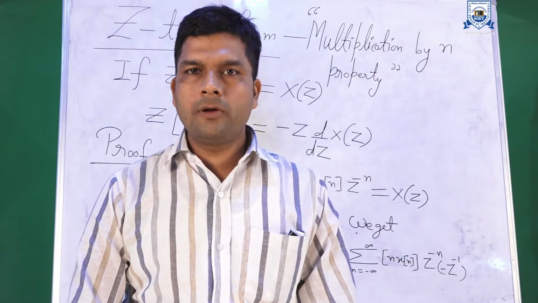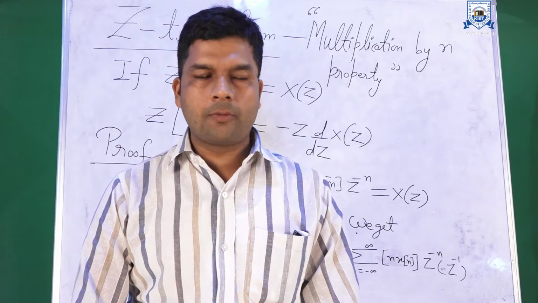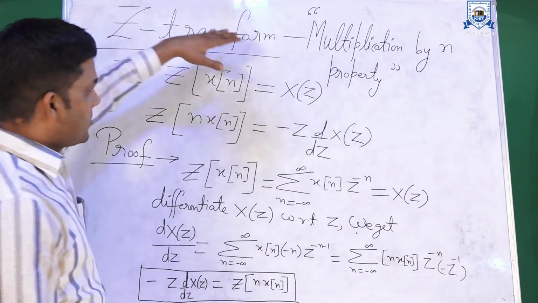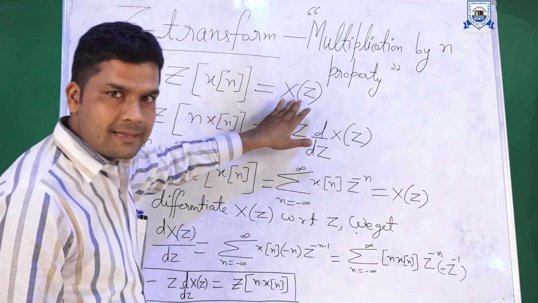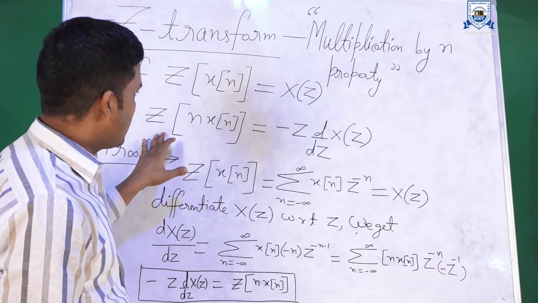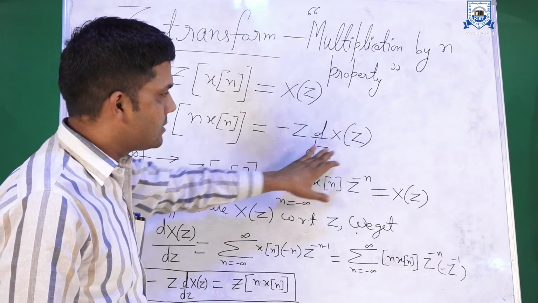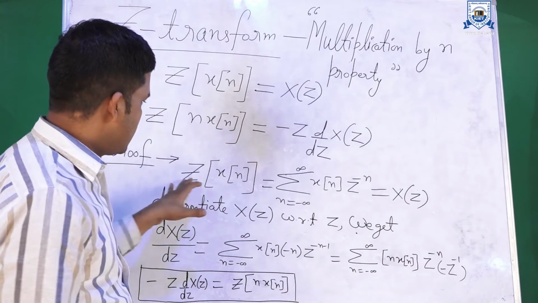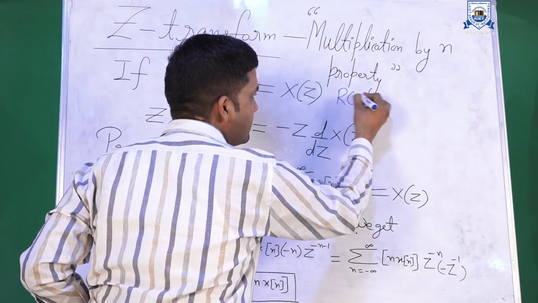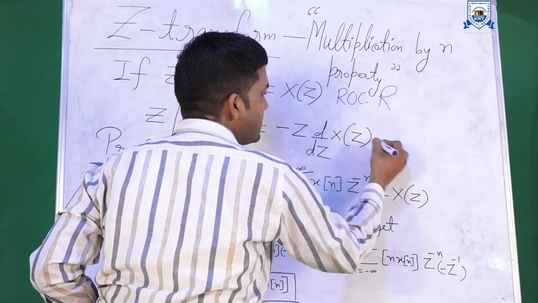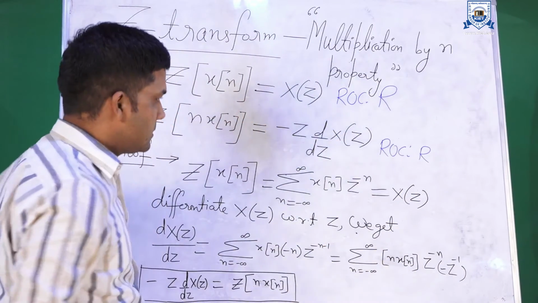In this lecture, we are going to discuss one more property, that is the multiplication by n property. If the z transform of x[n] is X(z), then the z transform of n x[n] must be equal to minus z d by dz of X(z), and the ROC remains the same. If the ROC of this is R, then the ROC of this is also R.